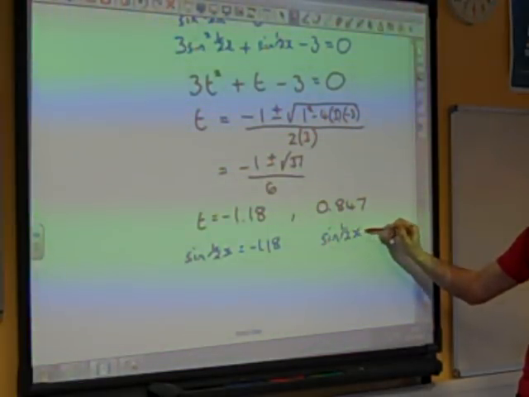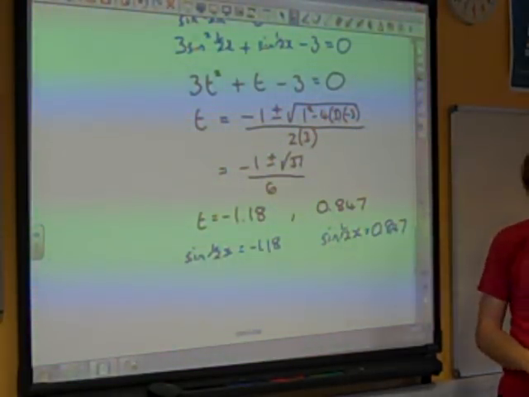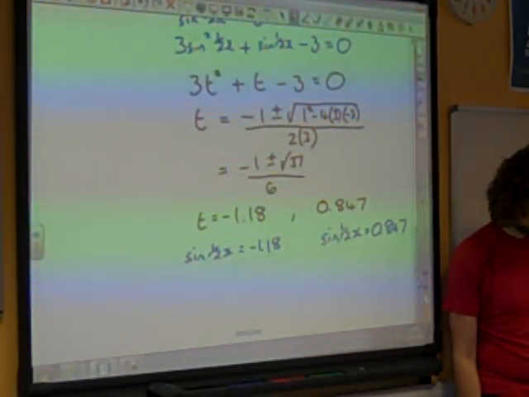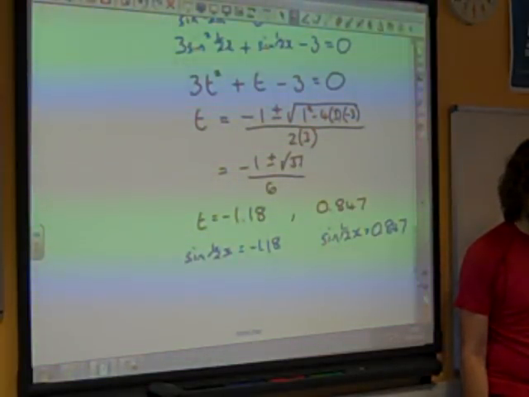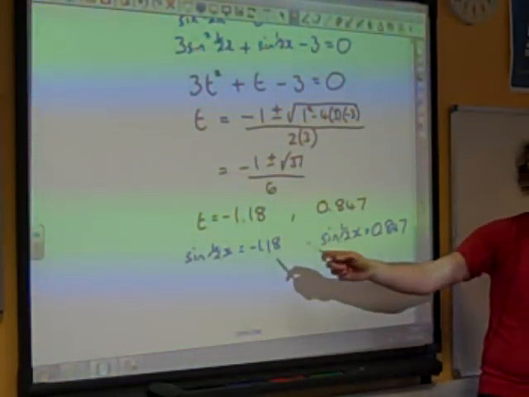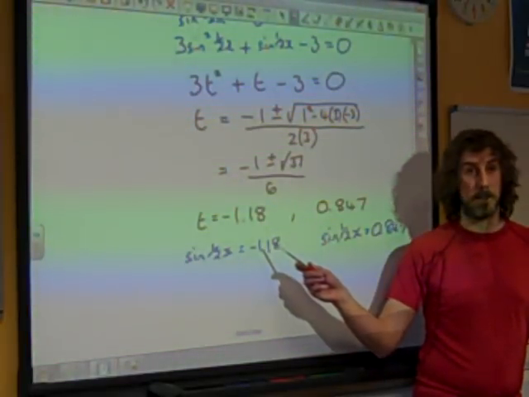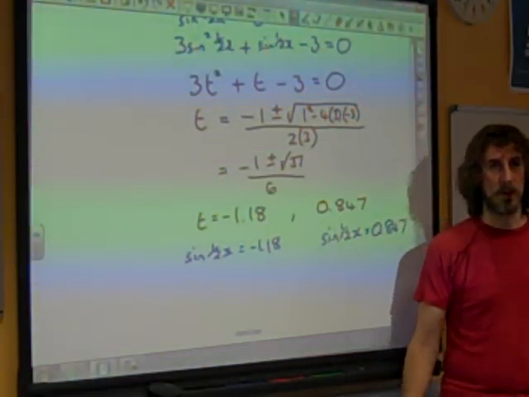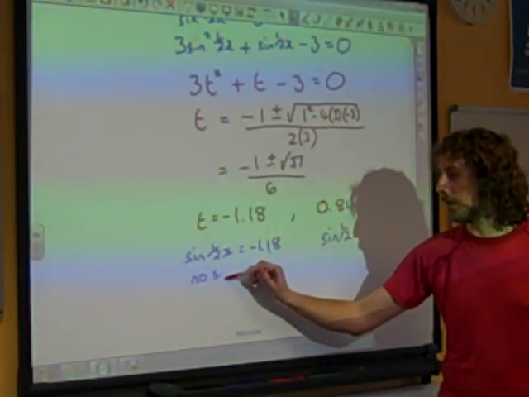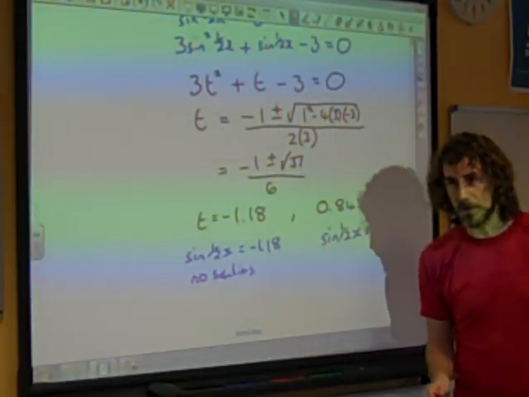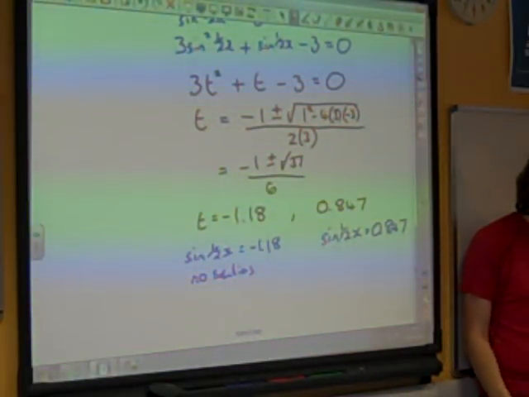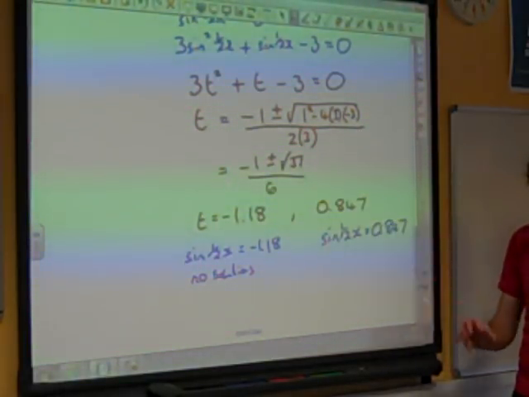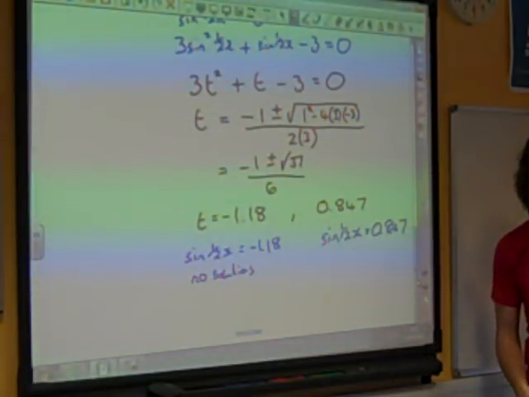So we have two values that sine could be. Sine half x is minus 1.18 or 0.847. But we know that sine of anything can't be outside the range minus 1 to plus 1, because sine just goes plus or minus 1 all the time. So this has no solutions. We can ignore sine of half x equals minus 1.18 because it can't possibly be true, which leaves us with sine of half x is 0.847.